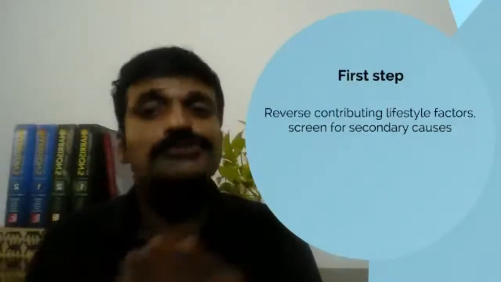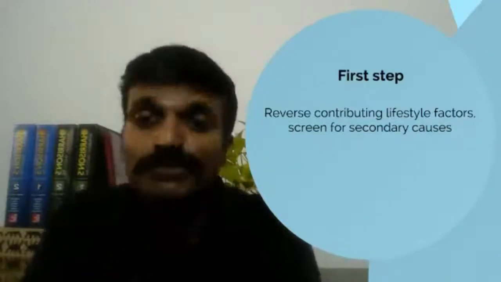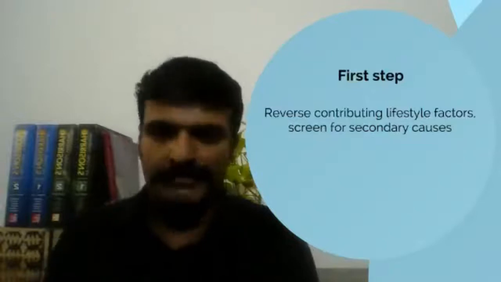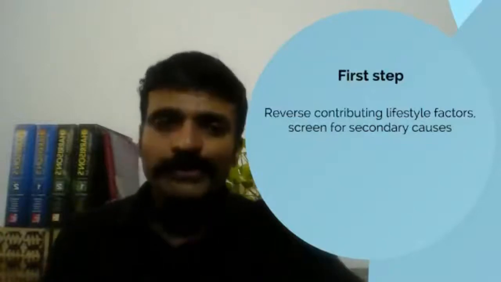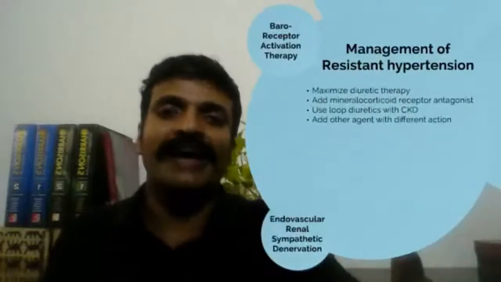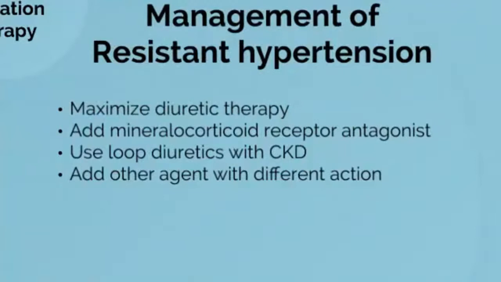So these are things that you need to ask the patient before you say this is resistant hypertension. I cannot offer any treatment to you. First, rule out those reversible causes. Once you have ruled out the reversible causes, then you have to look at the other methods that we have to manage resistant hypertension. We increase the diuretic to maximum dose first.